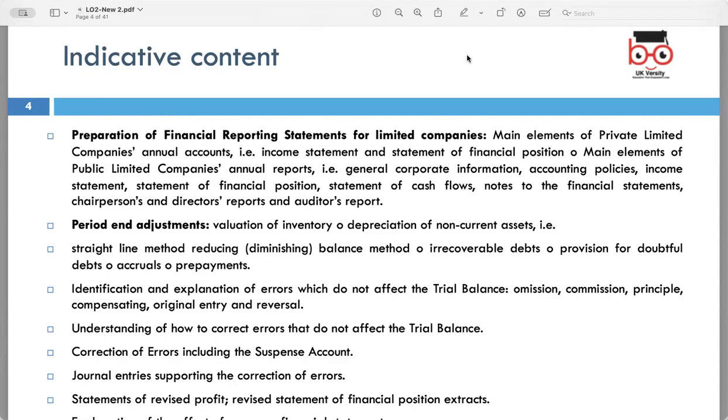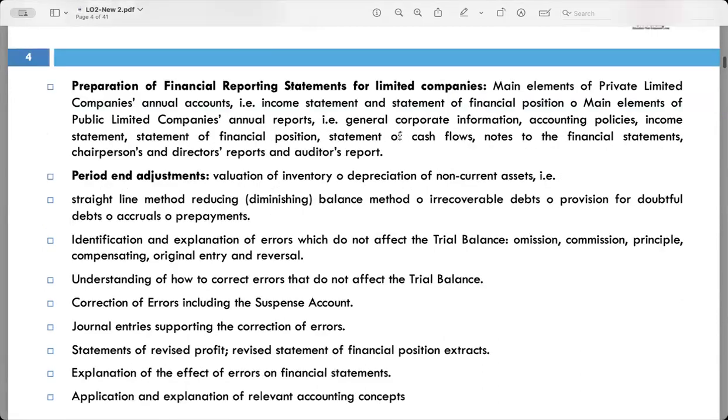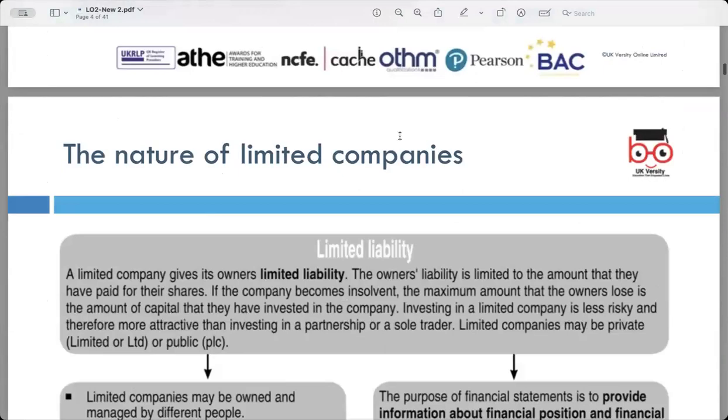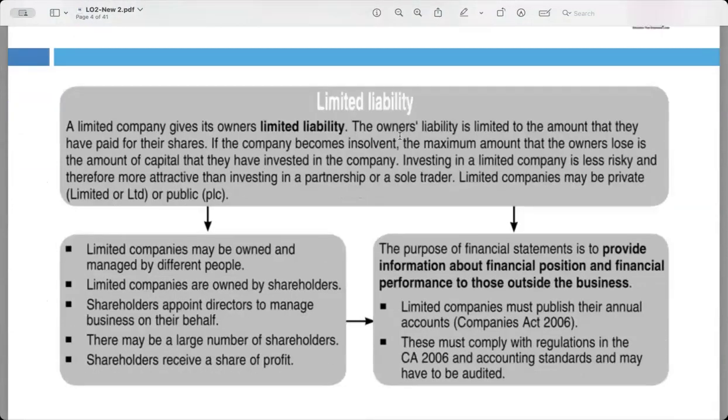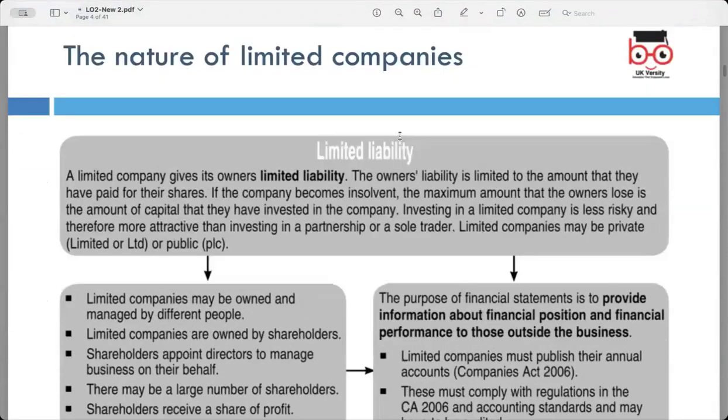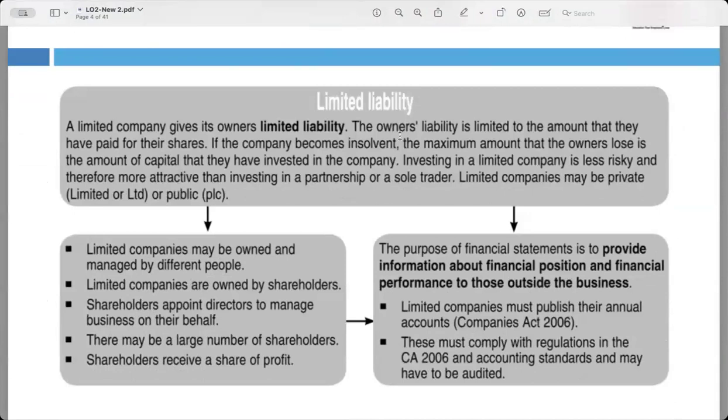Applications and explanations of relevant accounts. We will reinforce our understanding of key accounting principles and how they apply to the preparation of financial statements. Right, the nature of limited companies, we discussed yesterday as well.